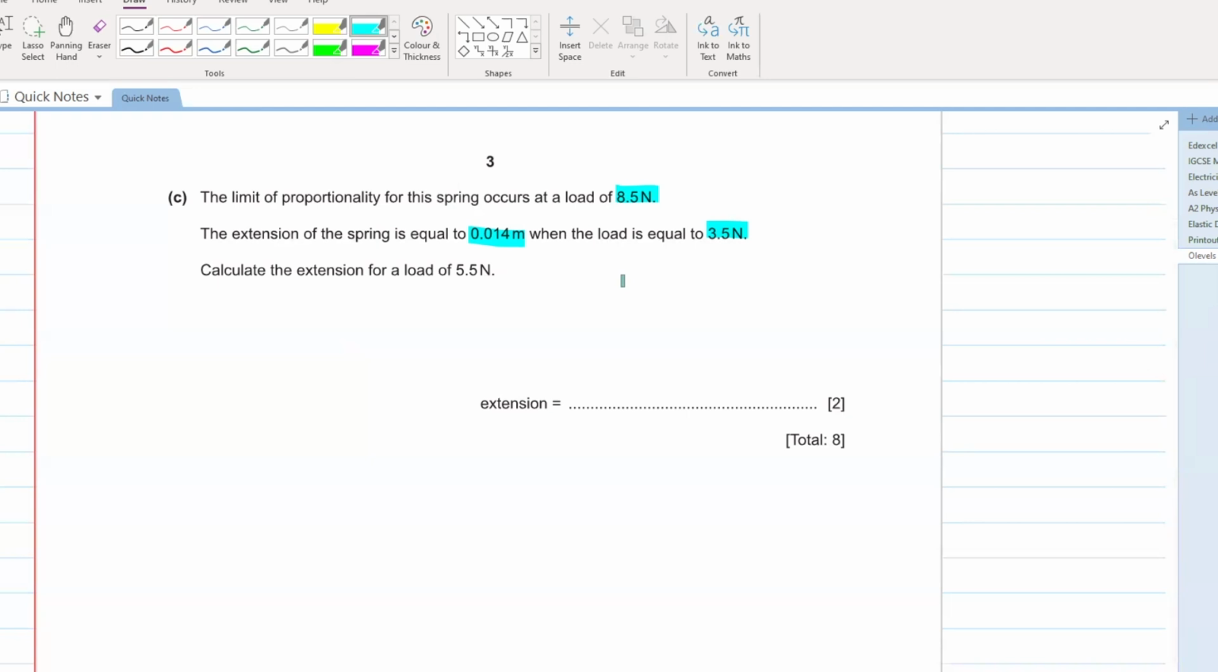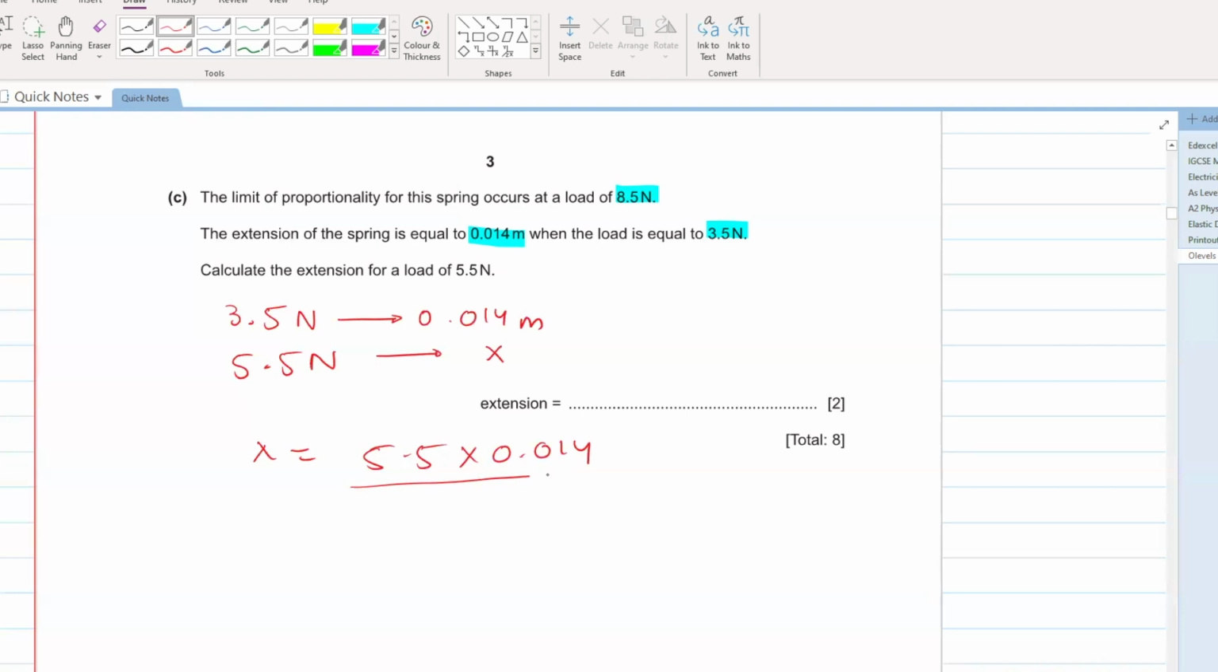Calculate the extension for a load of 5.5 newtons. So if your load is 3.5, your extension is 0.014. What will be the extension if your load is 5.5 newtons? Apply the ratio method. 5.5 into 0.014 divided by 3.5. What does your extension come out to be? 0.022 meters is your extension.